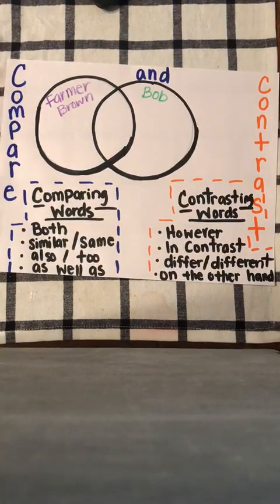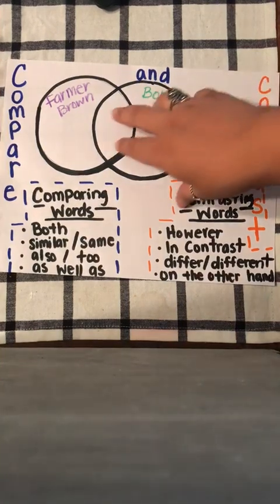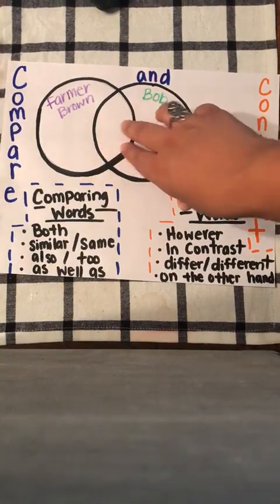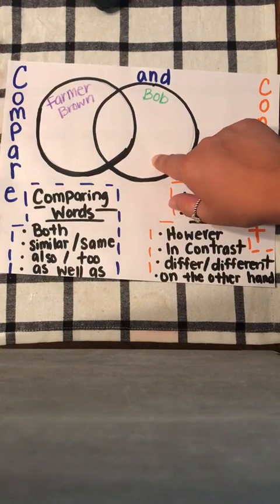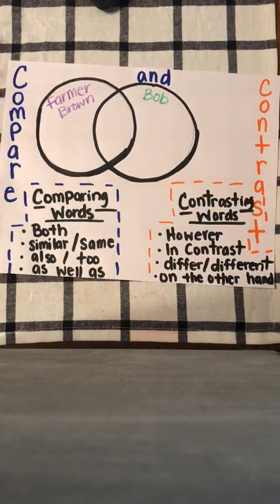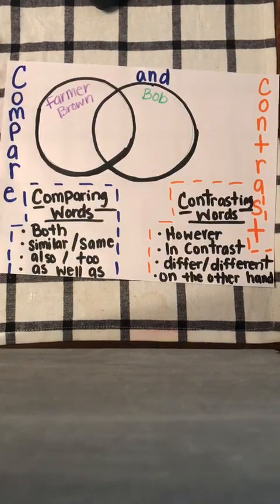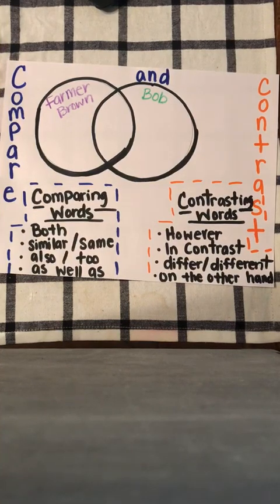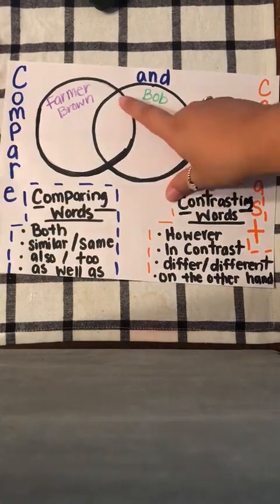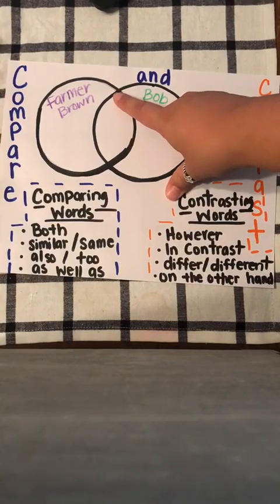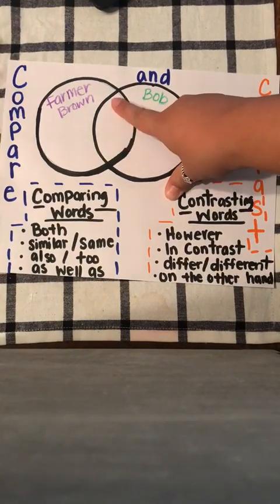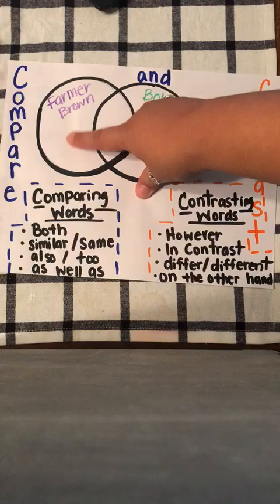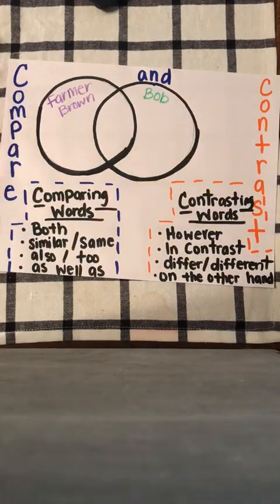And you're going to use a Venn diagram like this one right here to compare and contrast Farmer Brown versus Bob. Now, your Venn diagram is going to look just like these two circles, just a little bit bigger, okay? So we're going to talk a little bit about when we compare and we contrast, what exactly are we doing? Basically, in the middle here, you're telling me what Farmer Brown and Bob have that are the same. And then on these sides, what do they have that are different, okay?